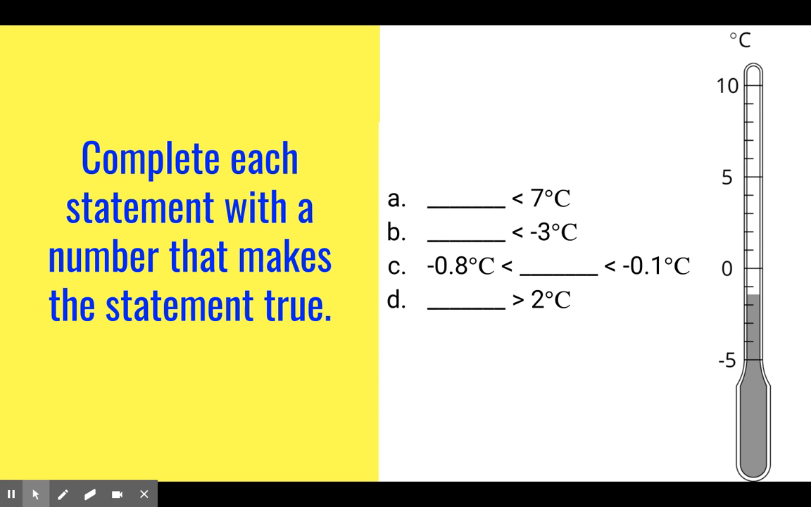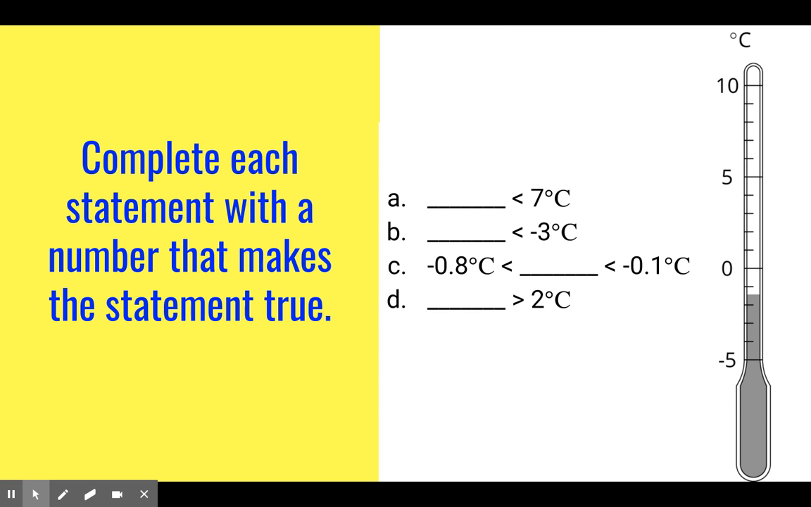Any number in between there will work, like -0.7, -0.6, -0.5, -0.4, -0.3, -0.2. Any of those options were correct for letter C. And then last but not least, letter D, I want a number that's greater than 2 degrees Celsius, and I chose 4. 4 degrees Celsius is greater than 2 degrees Celsius.